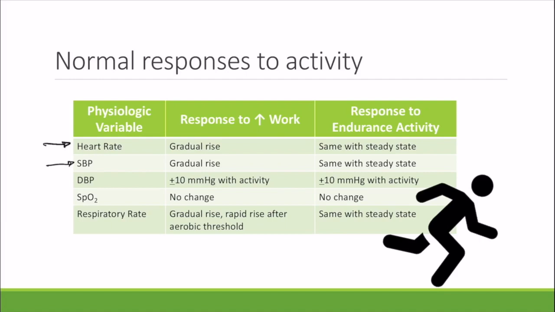So as cardiac output goes up, you also get this massive vasodilation, which offsets the changes in the total peripheral resistance. Your oxygen saturations should not change during exercise. We have so much reserve in our pulmonary system that we can handle this increased oxygen demand without any change in our blood values. And then respiratory rate has that gradual rise. Obviously, it gets exaggerated when you get up into the higher levels.